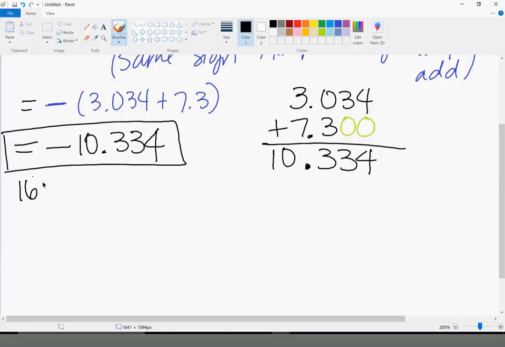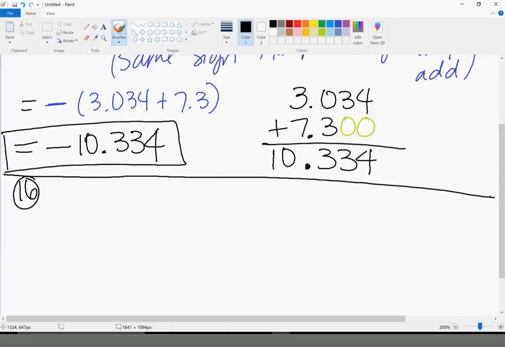Okay, let's look at number 16. So we have negative 7.56 divided by 0.7. Okay, so first off, let's figure out what the sign of the quotient or the answer to the division problem is going to be. So when you multiply or divide and they have different signs, your answer is going to be negative. So the answer here is going to be negative whatever 7.56 divided by 0.7 equals.